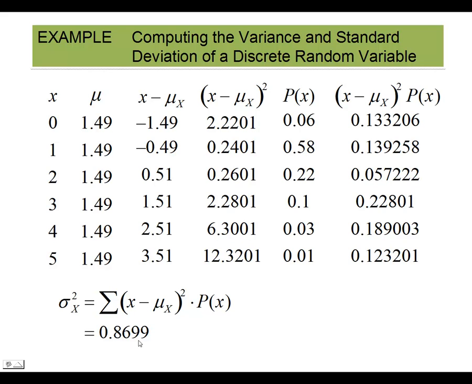Thus we'll take the square root of this 0.8699 to find the standard deviation, which comes up to 0.9327.